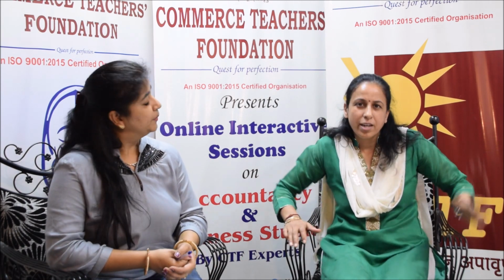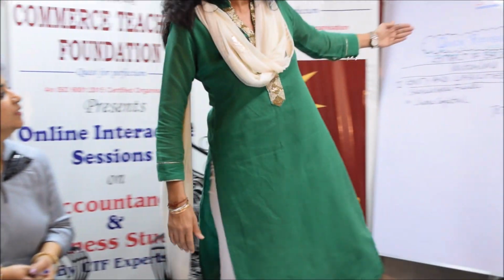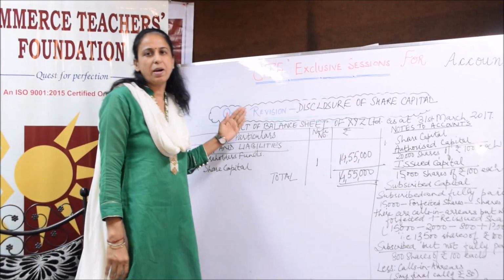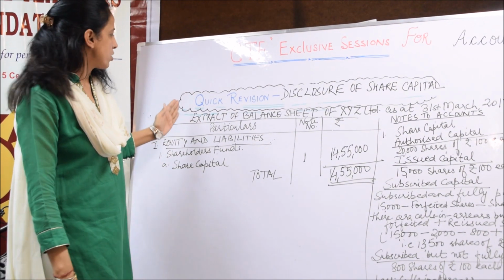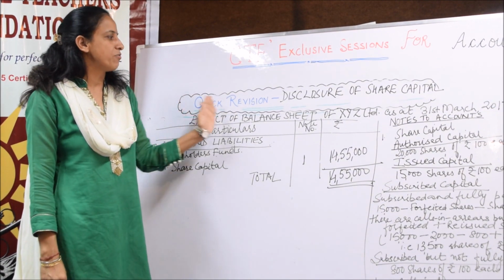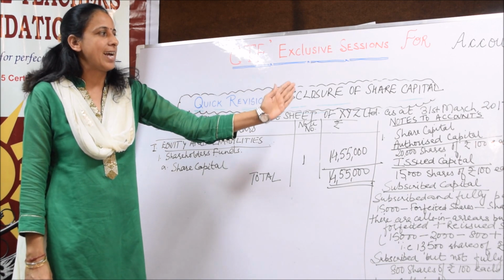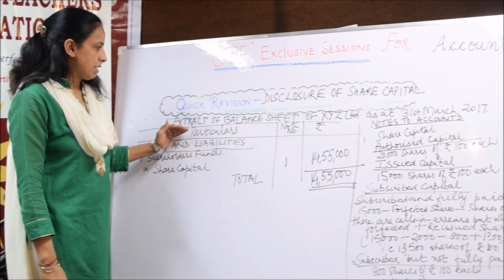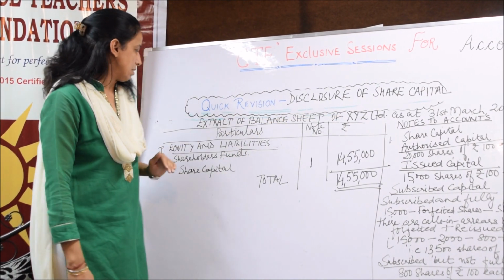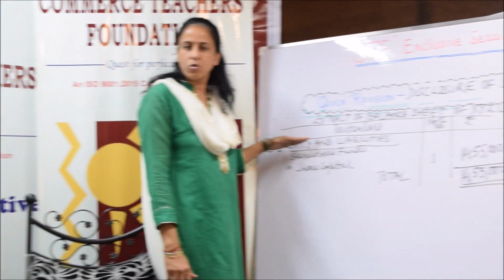Okay, first of all, I would like you to see here. I would like you to tell about the format of the balance sheet and what critical things you have to keep in mind. So first of all, you have to write the heading, extract of balance sheet of XYZ Limited as at 31st March 2017. Particulars, note number, rupees. You have to write the part of the balance sheet.